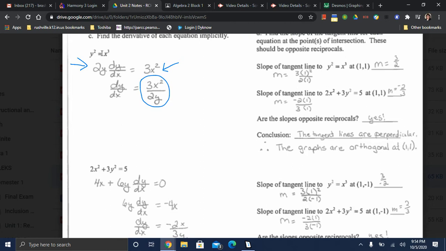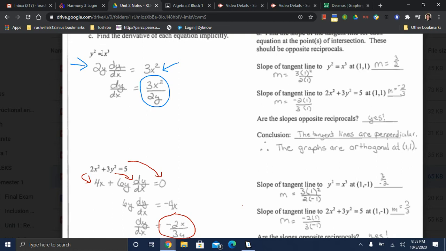And then for your second graph, you have 2x to the second. So that derivative would become 4x. And then 3y to the second. So that derivative would be 6y. And because it's a y, you'd have dy dx. And then your derivative of 5, which would be 0. So we could subtract 4x over and divide by 6y. Simplifying, we get our derivative of that second graph as negative 2x over 3y.